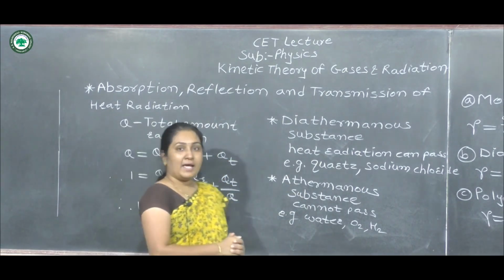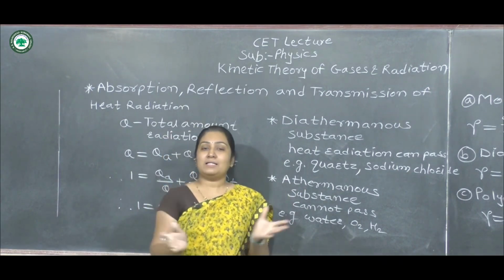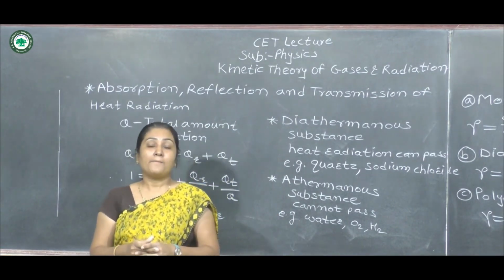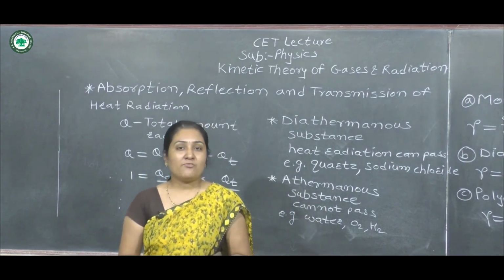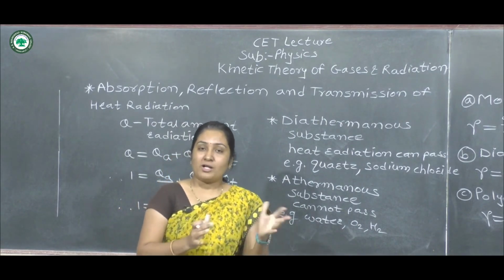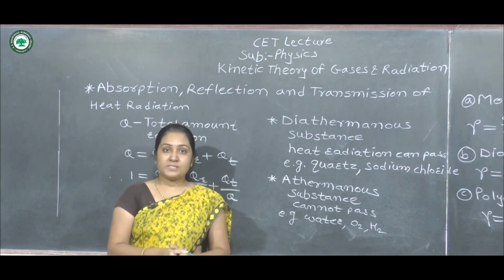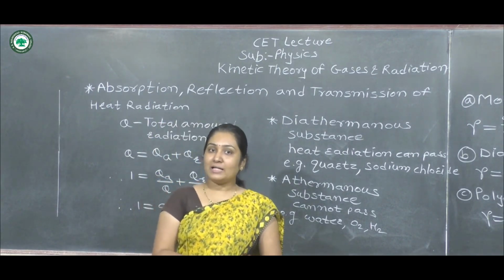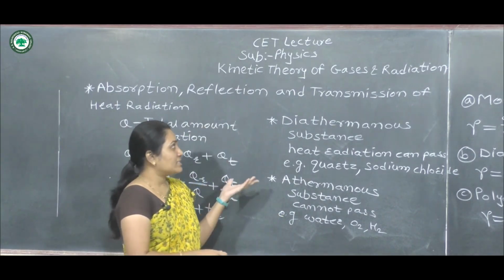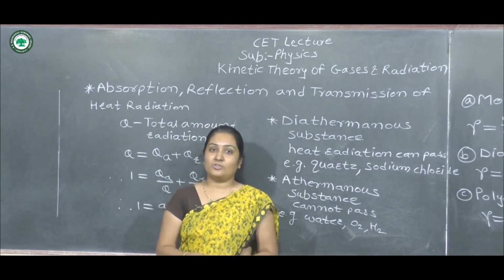Now there are some substances which absorb all the incident radiation, and these substances are called perfect black bodies. So a perfect black body absorbs all the incident radiation. For example, platinum black or lamp black absorbs 97% of all the incident radiation on it. So this is about the kinetic theory of gases and radiation. So thank you very much.